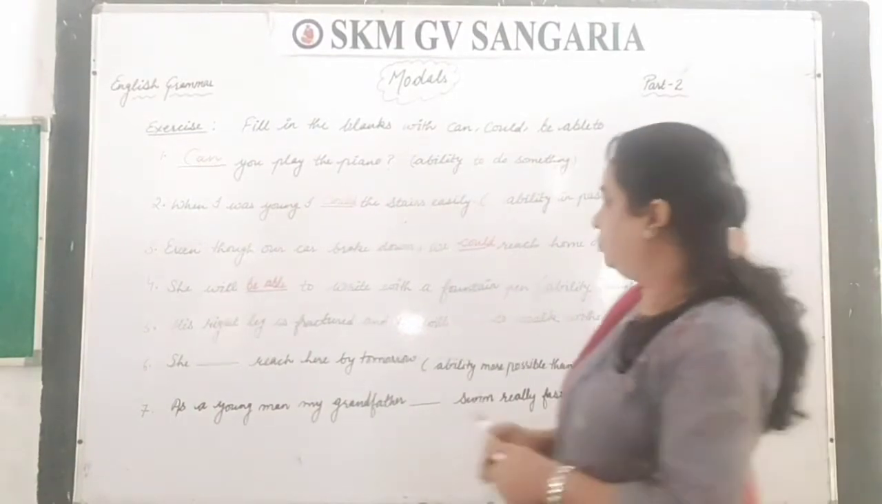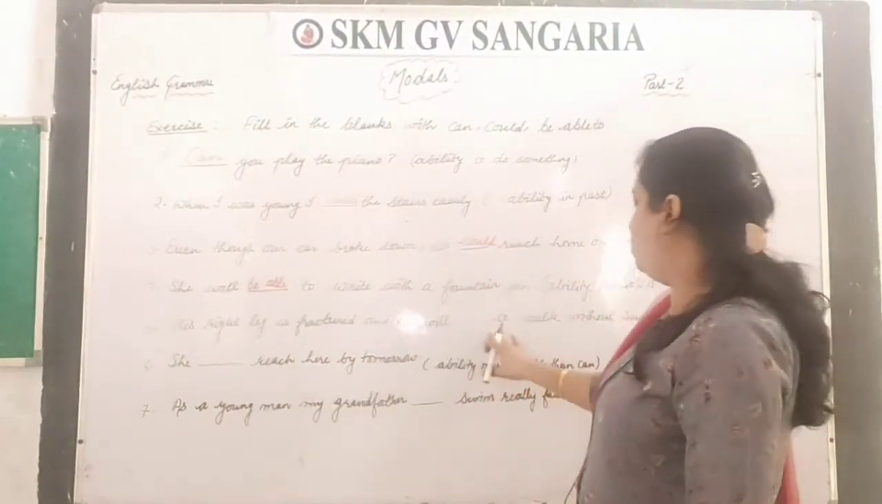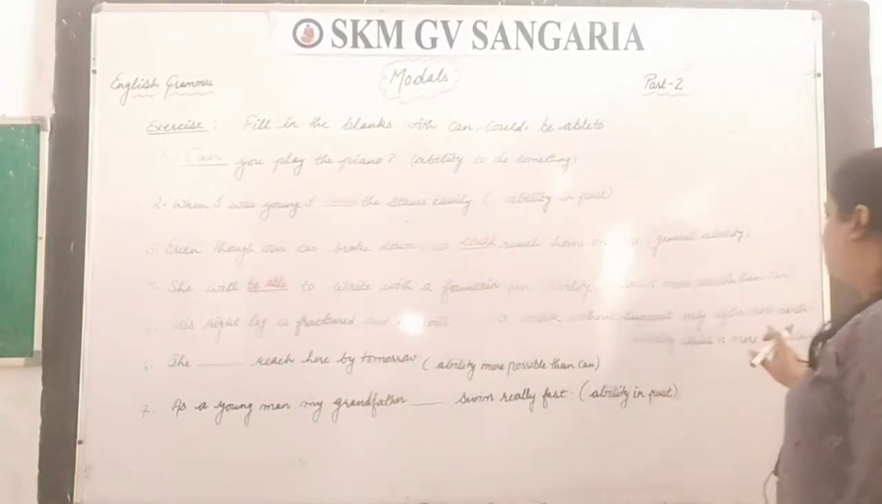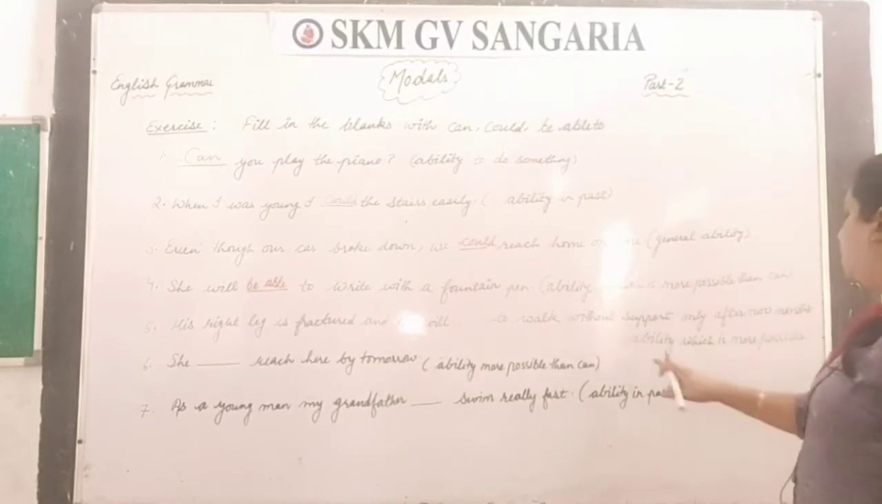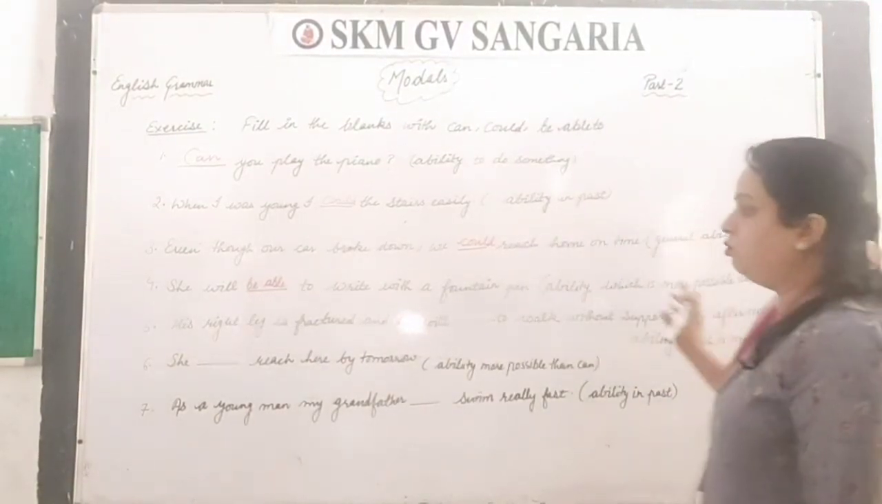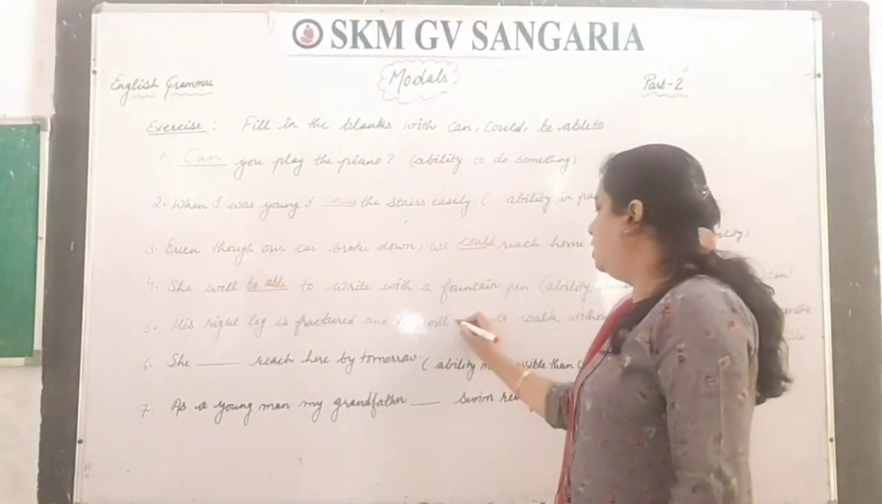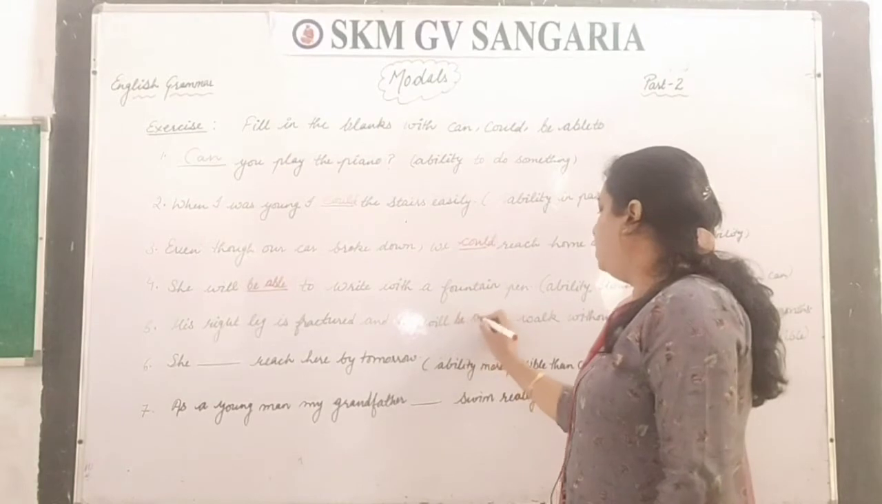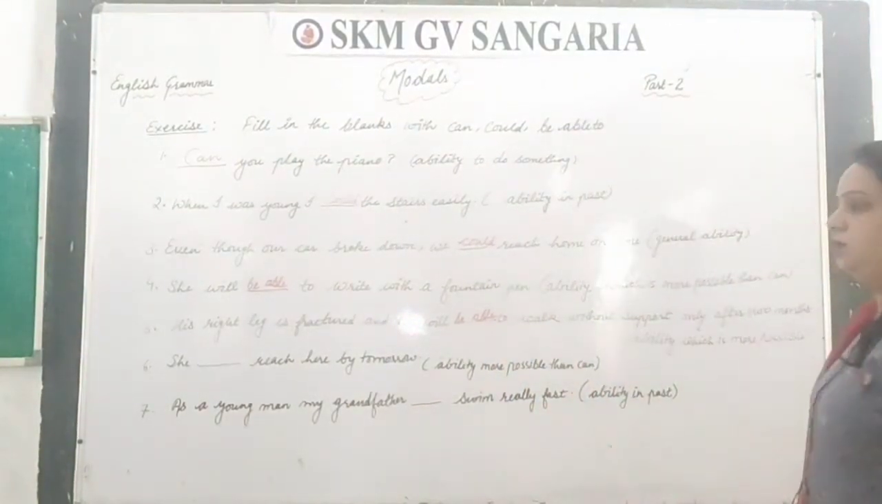Next is, his right leg is fractured and he dash to walk without support only after 2 months. So it is ability which is more possible than can. So here also what you will do, will be able to. So will be able to walk without support, clear?